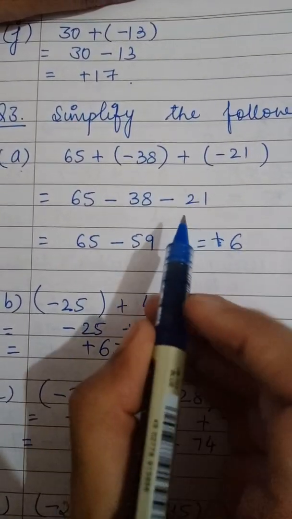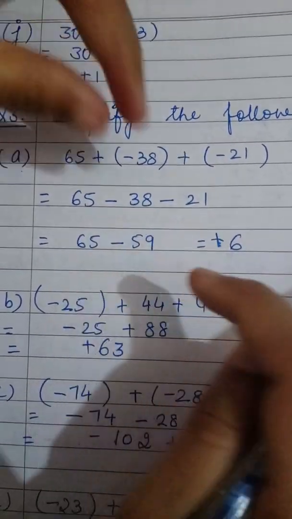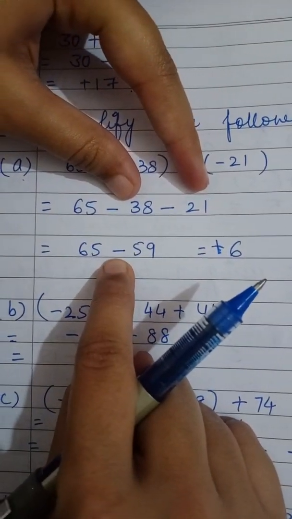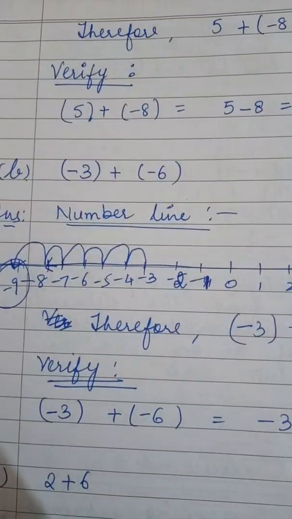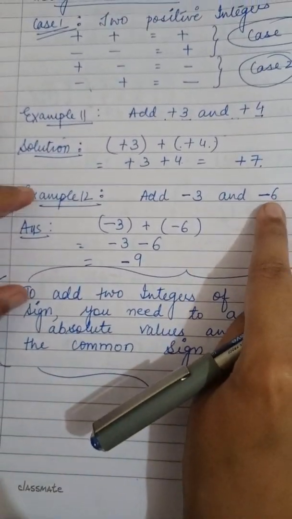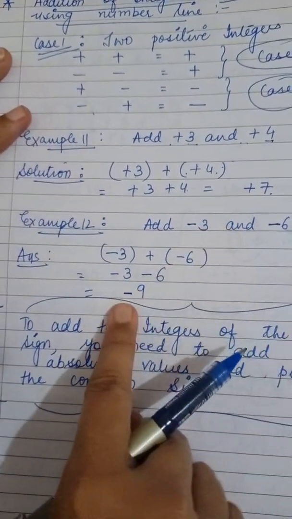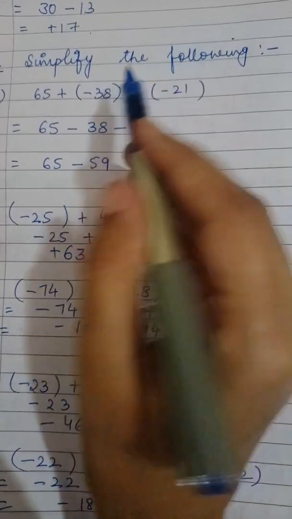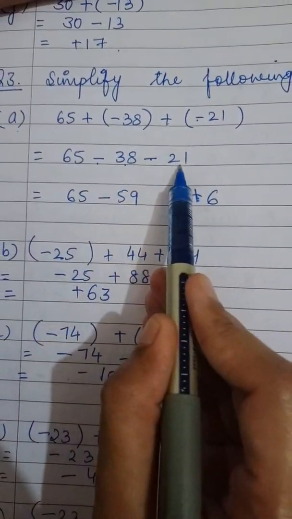Now when two numbers are there with the same signs, add them together with the common sign. Again, see whatever we did in the previous example number 12. This was the only concept we used. When two signs are the same, just add them and write the common sign. Similarly here, it is plus minus minus, plus minus minus. This is 38 and this is 21.